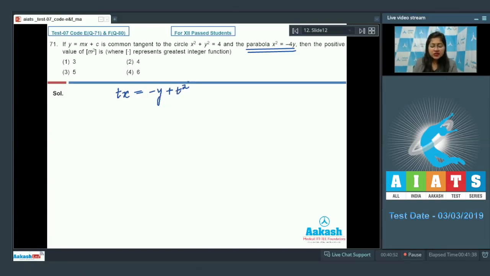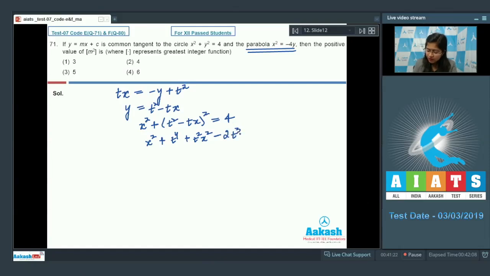Now if this is a tangent on the circle, put the value of y as t square minus tx. So we will get that x square plus (t square minus tx) whole square is equal to 4. Now as it is a tangent on the circle also, the discriminant will be equal to 0. That is x square plus t raised to the power 4 plus t square x square minus 2t cube x minus 4 is equal to 0.